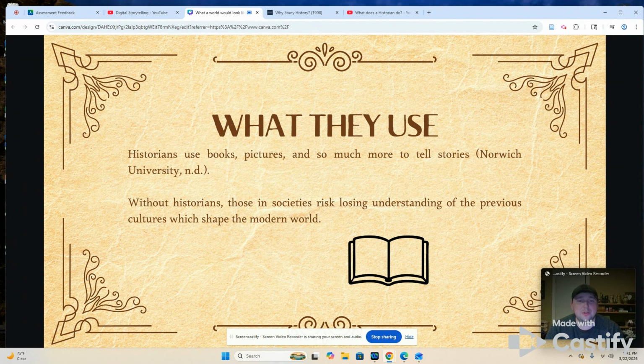Without historians, those in societies risk losing understanding of the previous cultures which shaped and continue to shape our modern world.